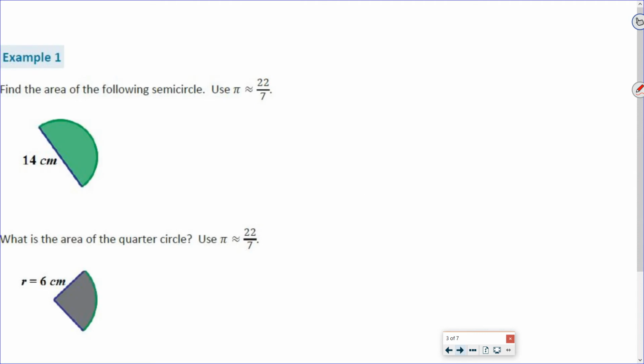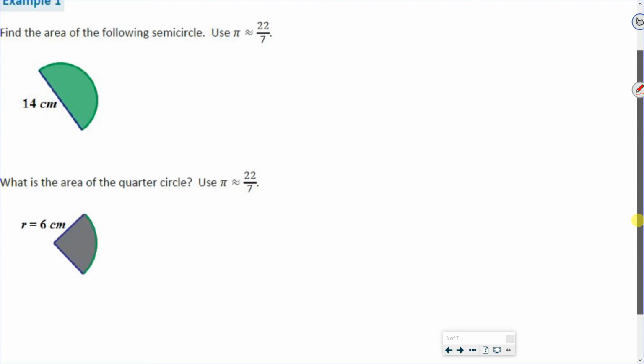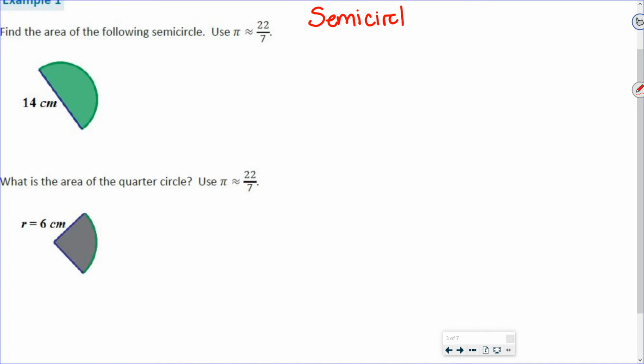Okay. So we're trying to find the area of the following semicircle using pi as approximately 22/7. Okay. Now here's the thing. A semicircle is 1/2 of a circle. So that means we're going to follow the same formula to find the area of a circle, but at the very end, we're going to take that area and divide it by 2. So let's do that for this one here.